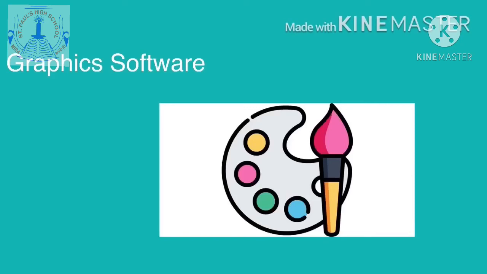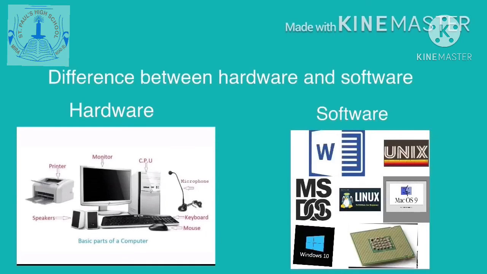Now the next one is the difference between hardware and software. Now everyone came to know what is hardware and what is software. Hardware means which you can see with your eyes, like the monitor, CPU, mouse, printer. These are called hardware. And software means which are inside the CPU, which controls all the computer, like Microsoft Office and Unix.